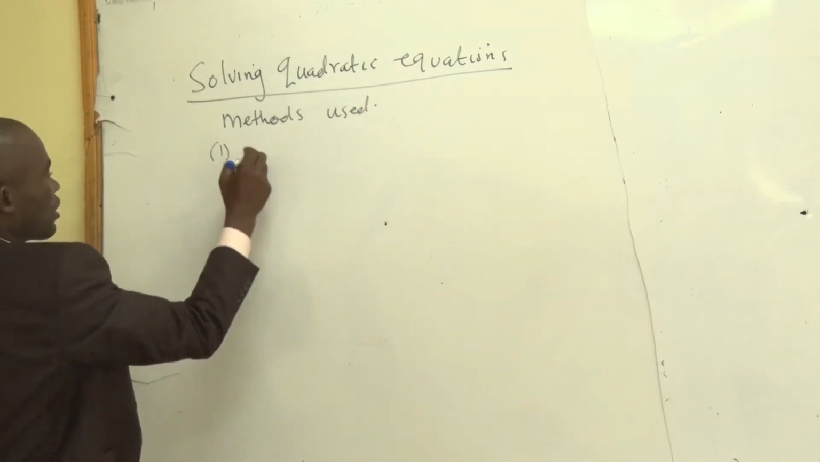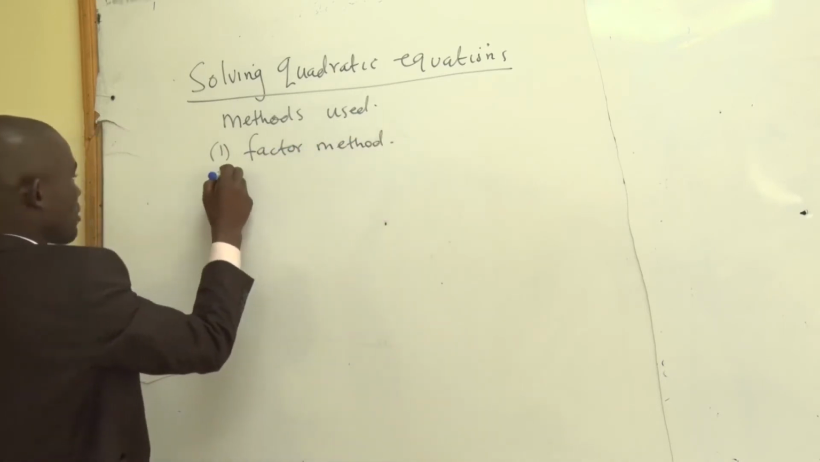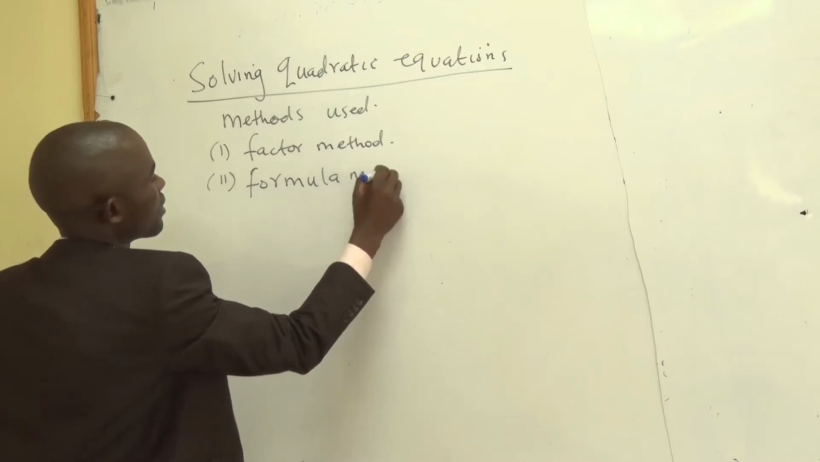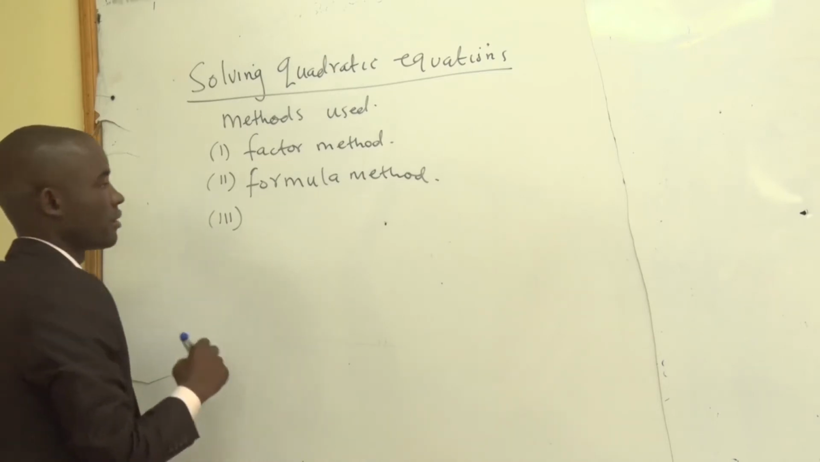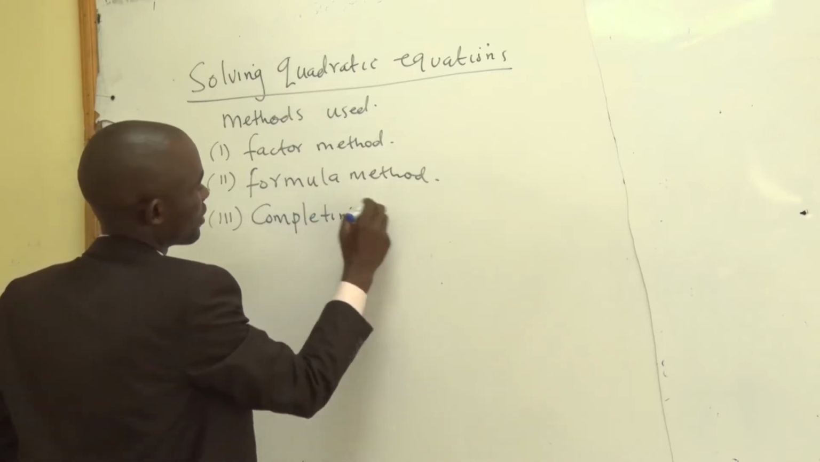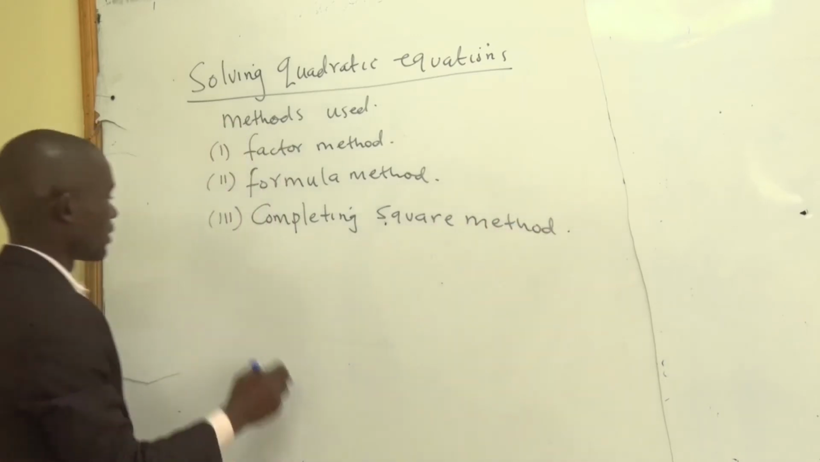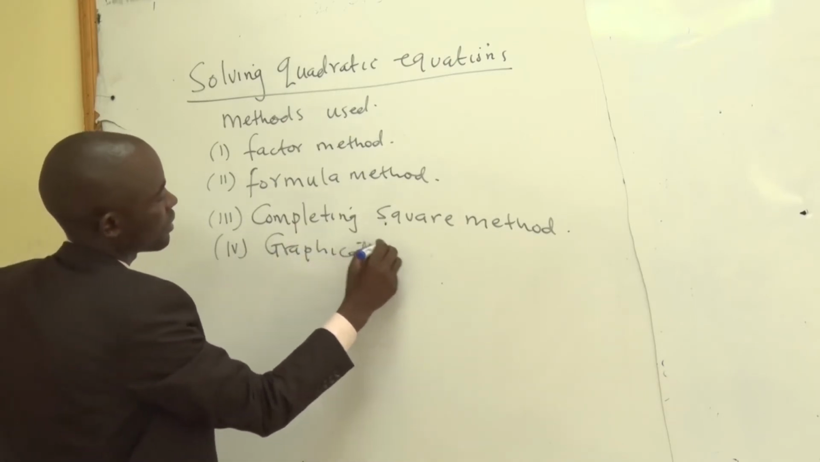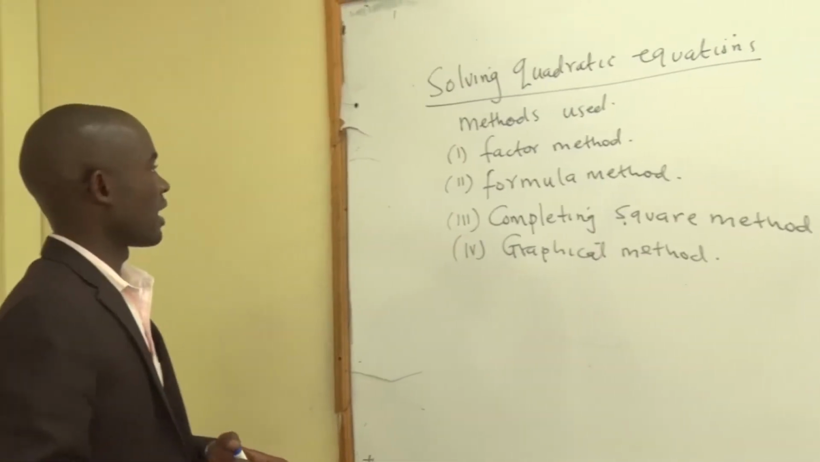The first one, we can use the factor method. Number 2, we have the formula method. Number 3, we have the completing square method. Number 4, we can talk about the graphical method. These are methods that are used to solve quadratic equations.